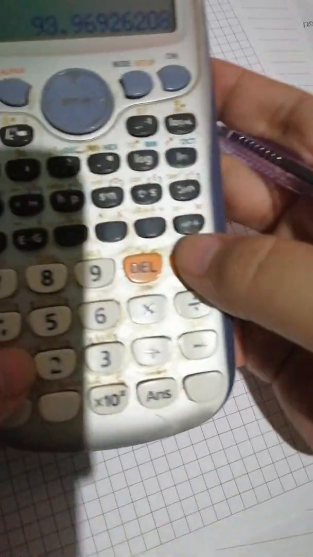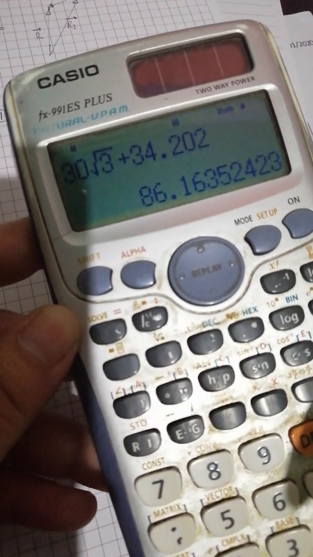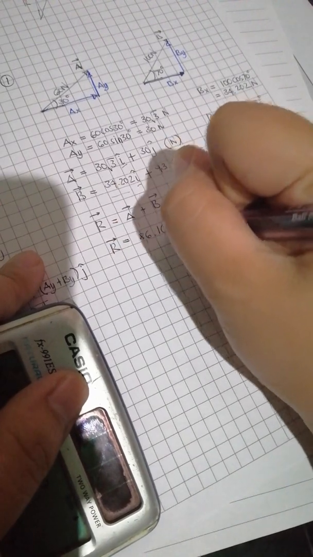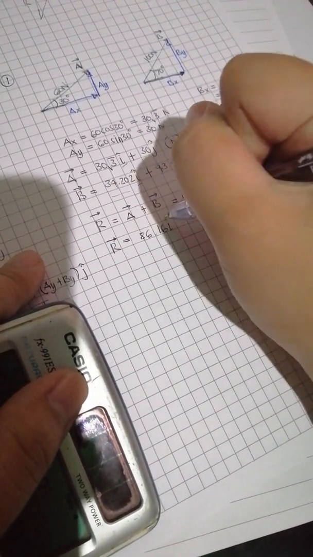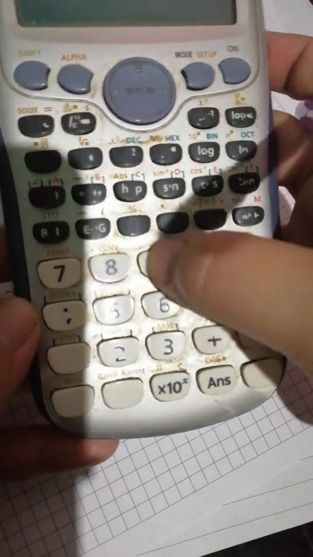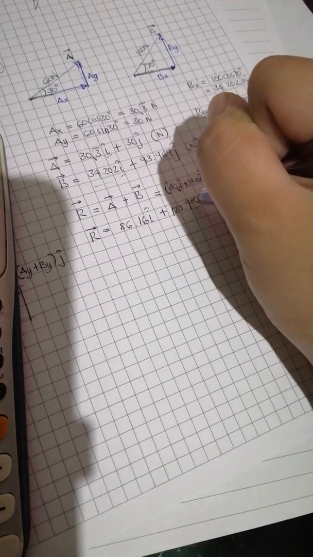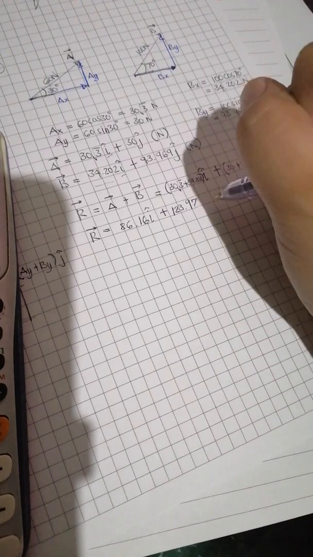So for the i hat, you have 30 square root of 3 plus 34.202. Okay, that's 86.16 i hat, plus for j hat, we have 30 plus 93.969, 123.969, or we could round it off to 97 j hat.